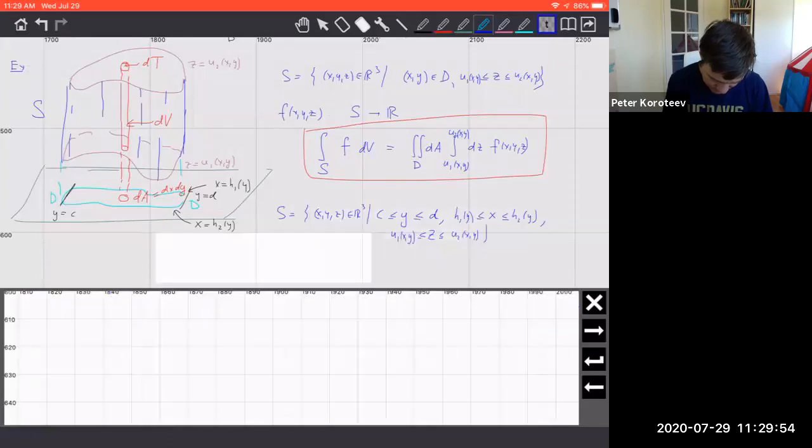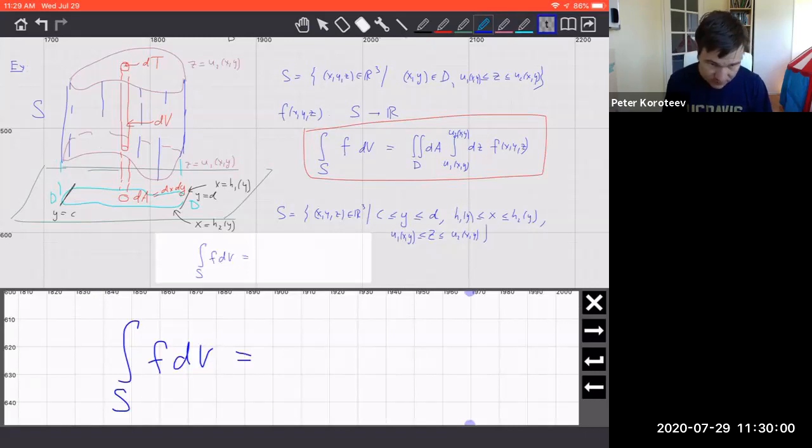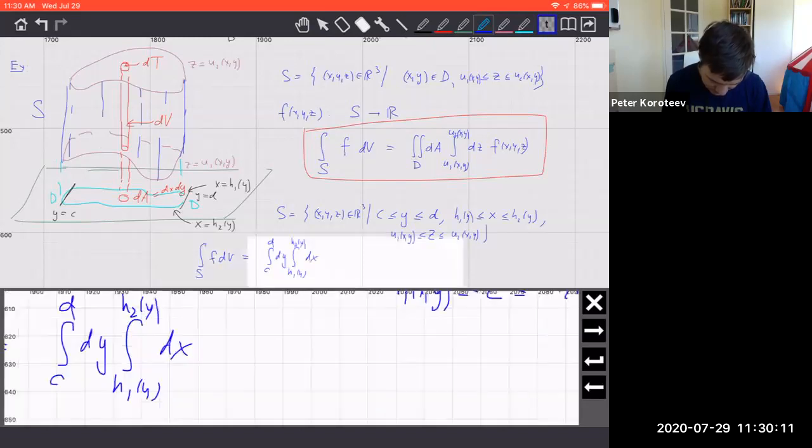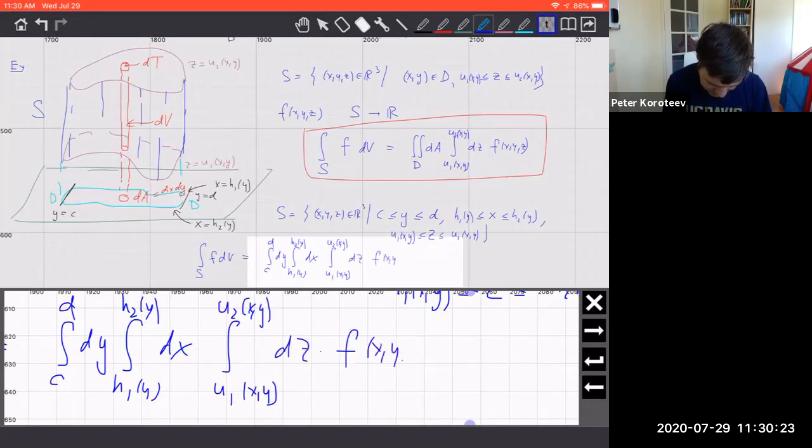And in this case, the triple integral over the volume will be equal to this nested integral. So integral from c to d dy, integral from h1 of y to h2 of y dx, integral from u1 of x, y to u2 of x, y dz, f of x, y, z.